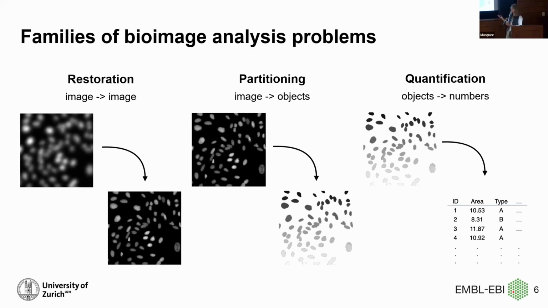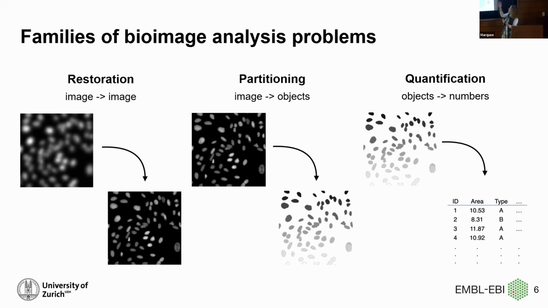If we see things through this lens, there are three big families of bioimage analysis problems that I can identify. The first is what I would call image restoration. That is anything where we start from an image and end up with an image, so denoising, deconvolution, all of these things would fall into this. Then there is anything that goes from an image to a partition of the image or objects. So of course segmentation, which we all love or hate depending on the day or the time of the day, would be part of that, and object detection as well.